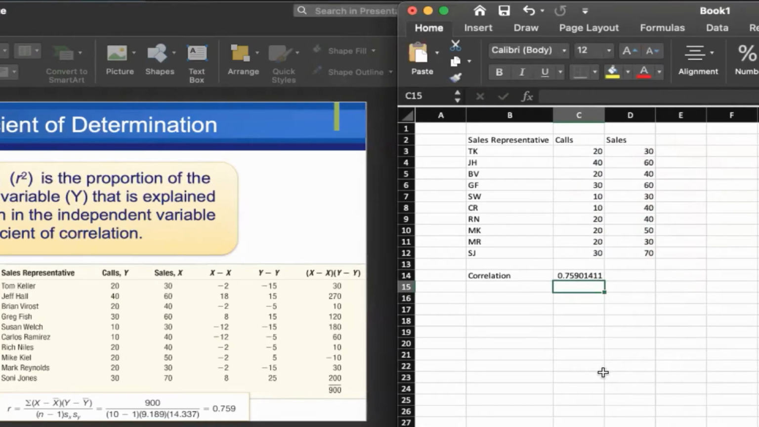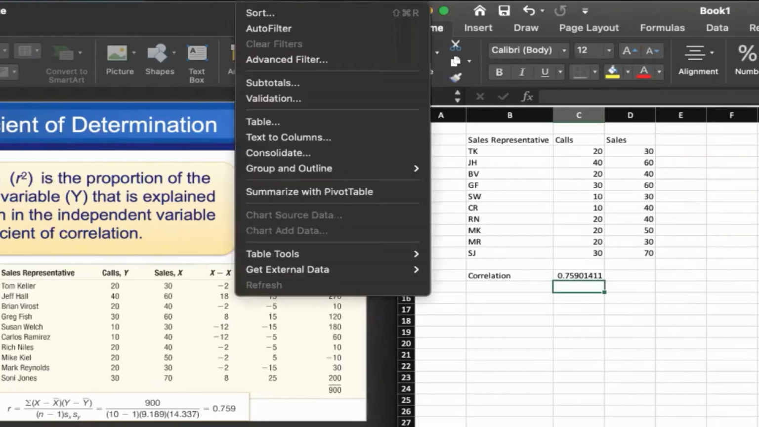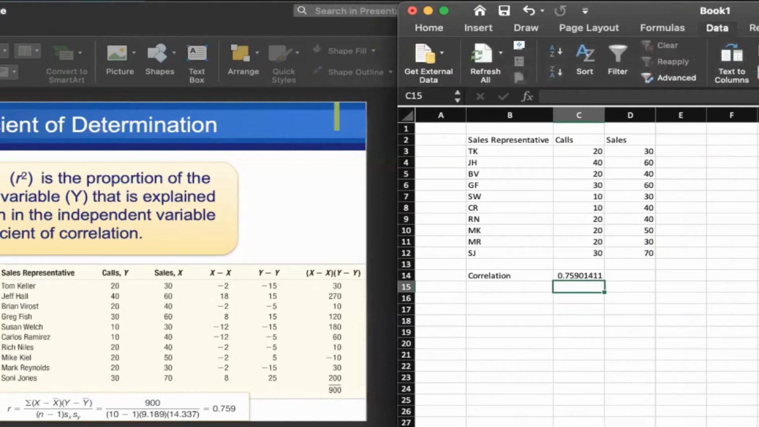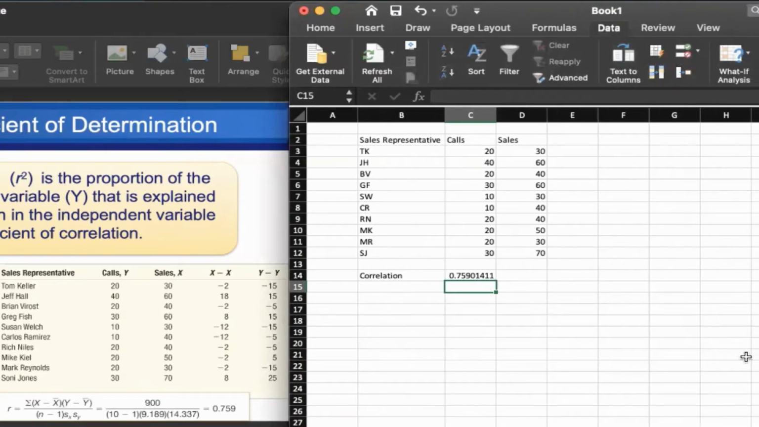So there's a positive linear relationship between calls and sales that I know, and how strong the relationship is. And I want to analyze that by using linear regression. So 0.759 is the coefficient of correlation. This is R.